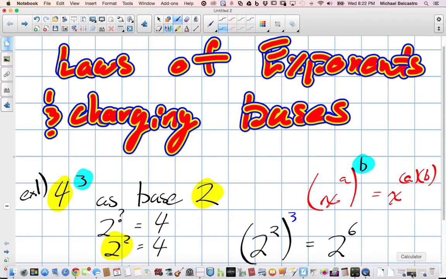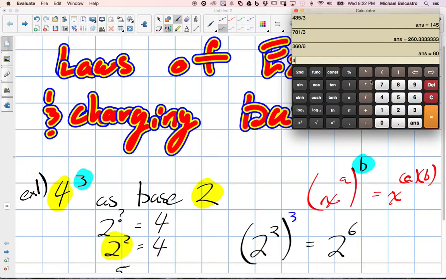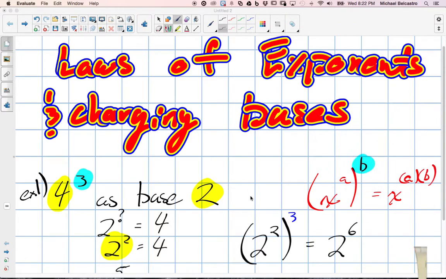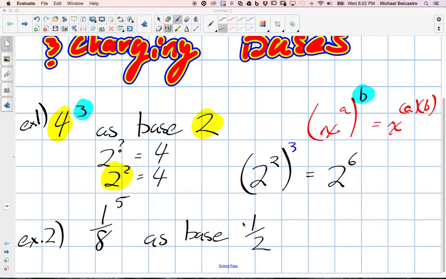Just to check it out, let's test it. 4 to the power of 3 gives us, like we said, 64. And 2 to the power of 6 gives us 64 again. Perfect. Worked out great. So let's try a more difficult question here.